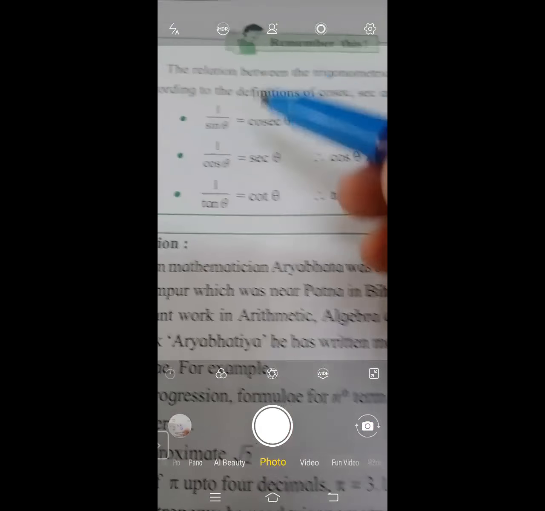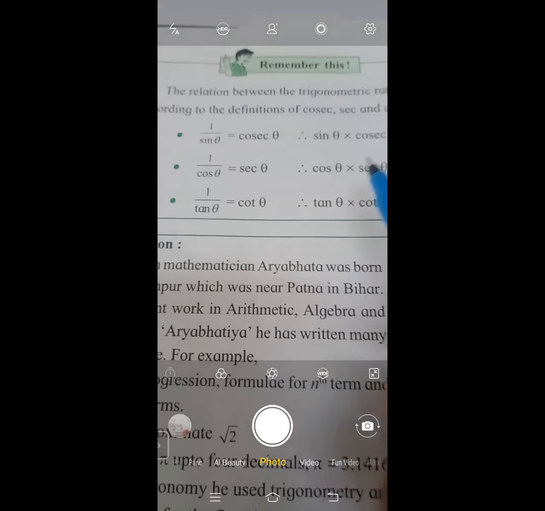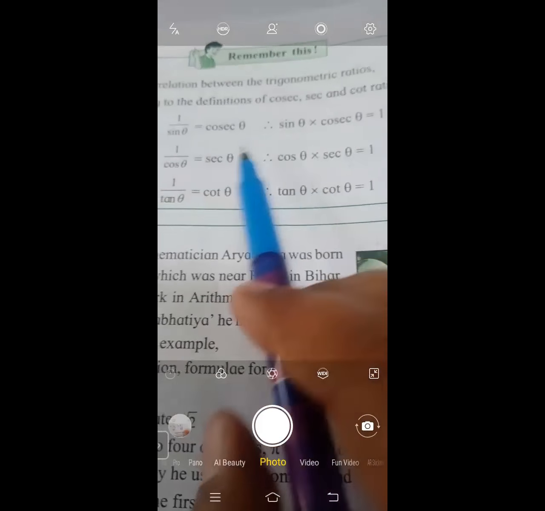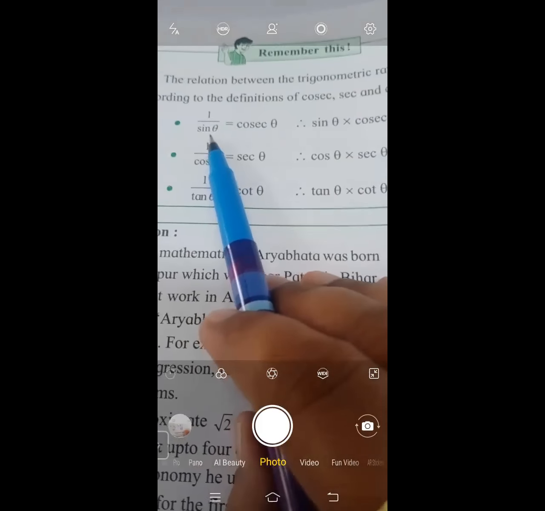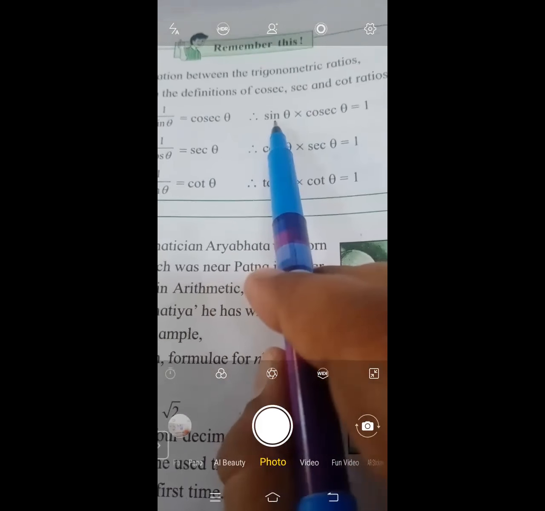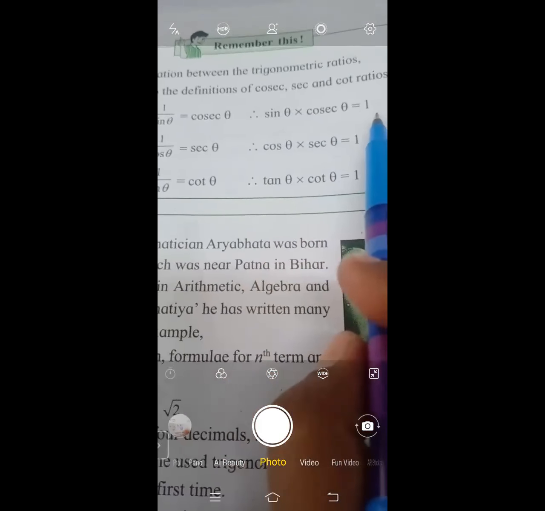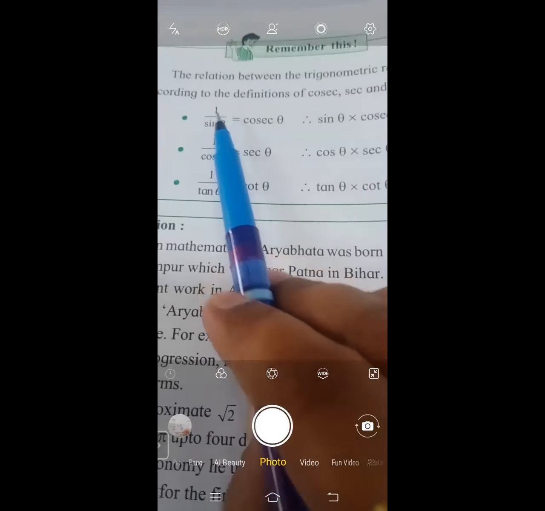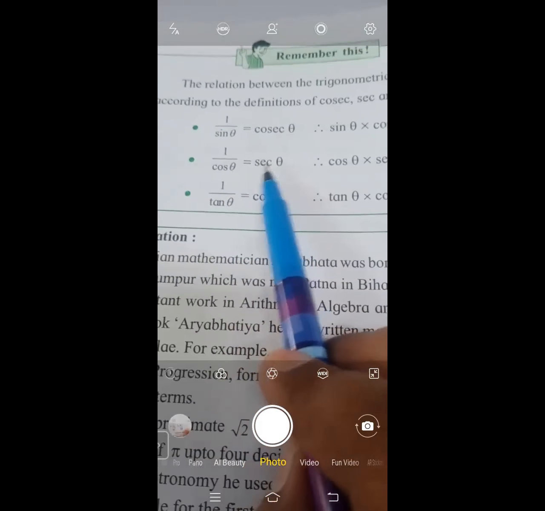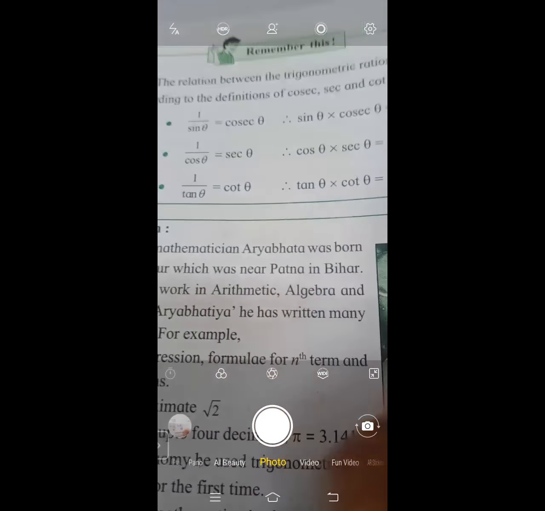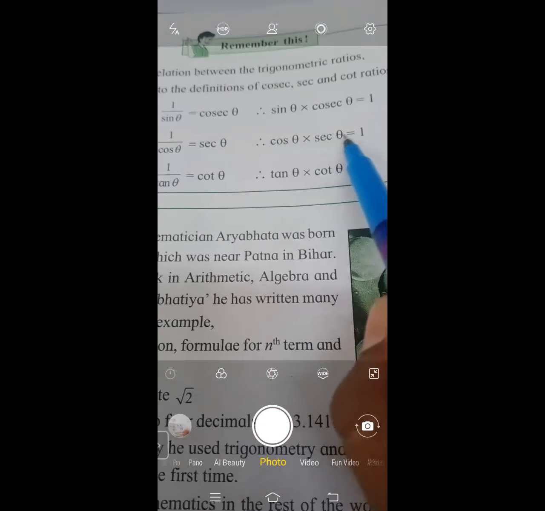1 upon sine theta is equal to cosec theta. Therefore, sine theta into cosec theta is equal to 1. Now what happens? The sine is dividing, so it goes on this side and multiplies. So sine theta into cosec theta equals 1, and 1 remains on this side. The same thing happens over here: this cos theta is dividing on this side, so it will multiply on the other side. So cos theta into sec theta is equal to 1.